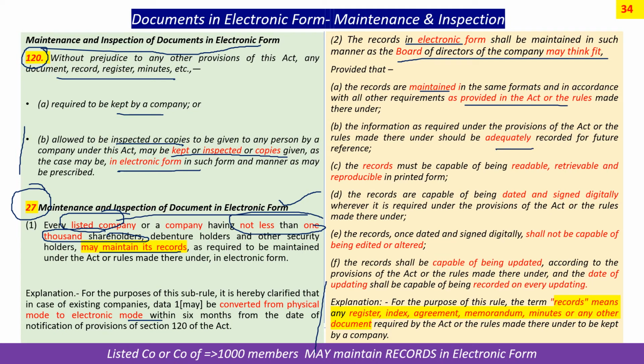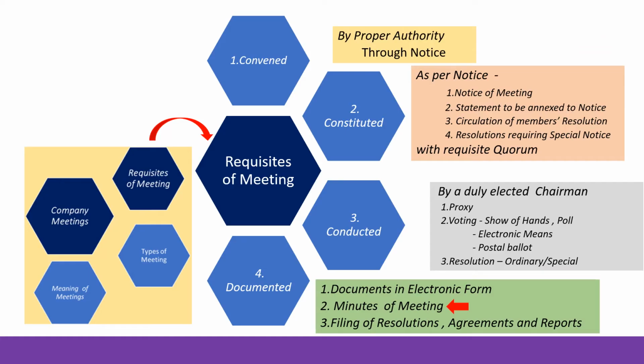They should give adequate information. The record should be readable, retrievable, and reproducible. And the records should be capable of being dated and signed digitally. They should not be capable of being edited or altered. They are a record, but they should be capable of being updated with the date of updating and recorded on every updating. And the record includes a register, index, agreement, memorandum, minutes, or any other document. It means maintaining all records in electronic form.